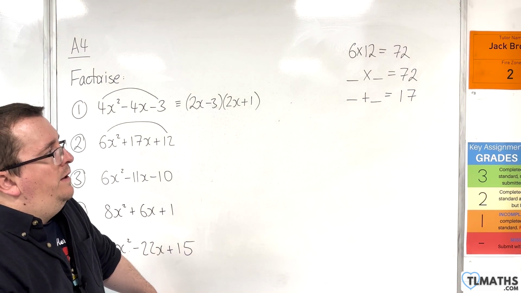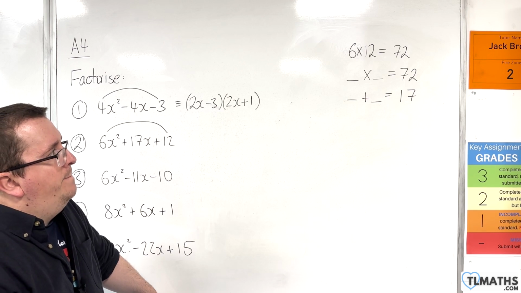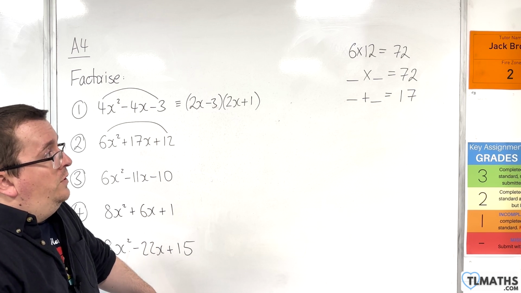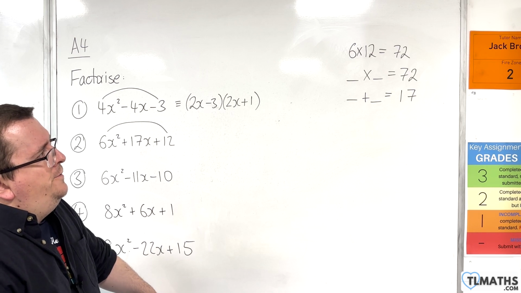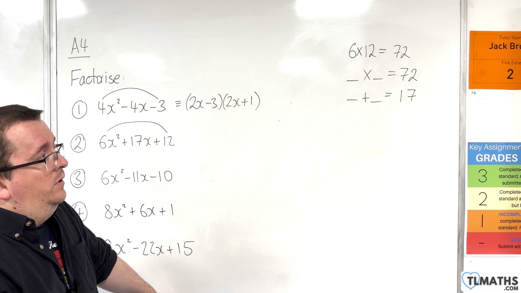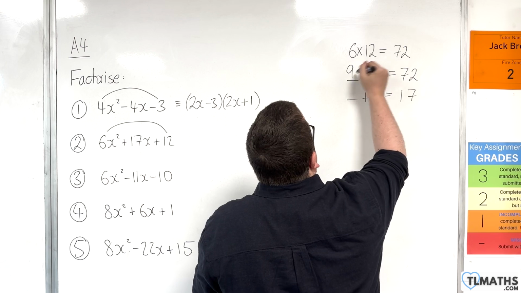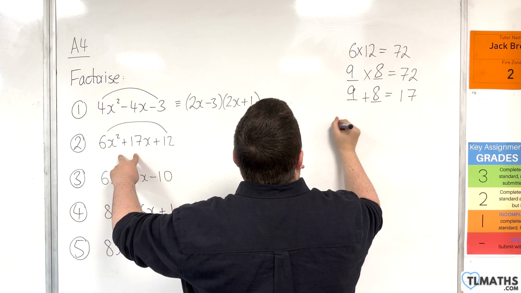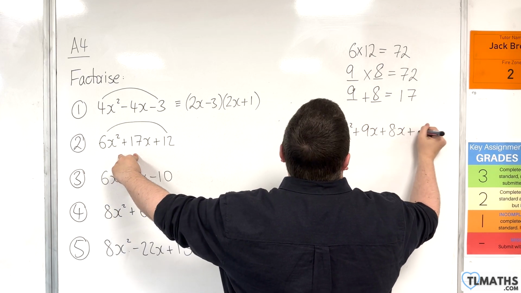Now 36 times 2 is not going to work. 18 and 4 isn't going to work. What else is there? 9 and 8. 9 eights are 72. 9 plus 8 is 17. Okay, that works. So 6x squared plus 9x plus 8x plus 12.